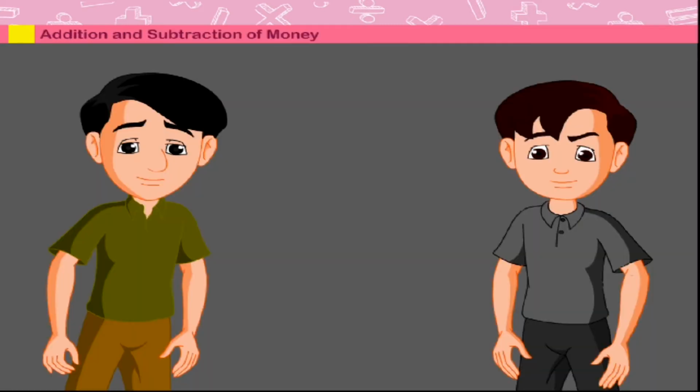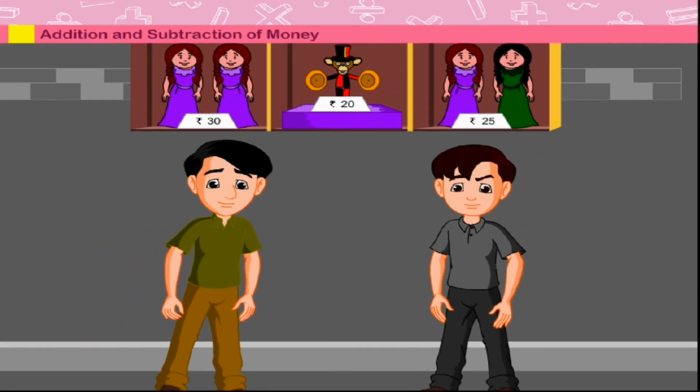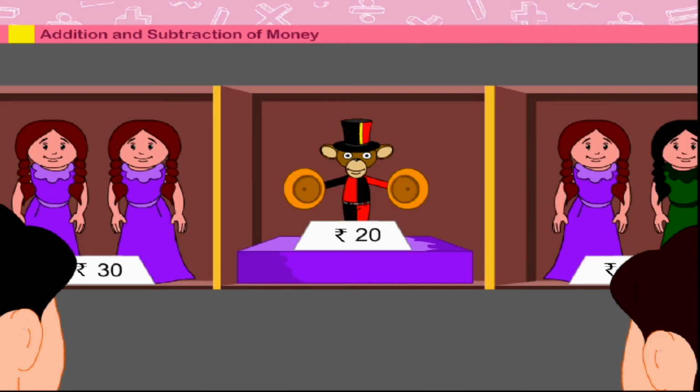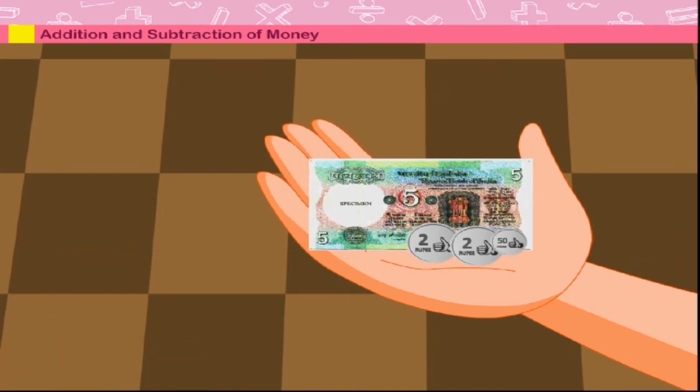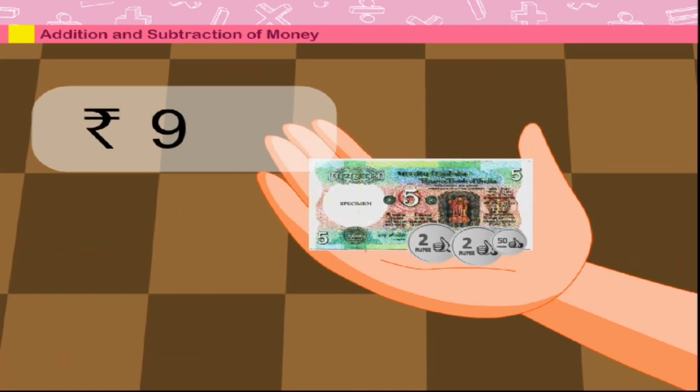Addition and subtraction of money. Sunny and his brother Piyush like a toy which costs 20 rupees. Sunny counts his money, which is only 9 rupees and 50 paise.